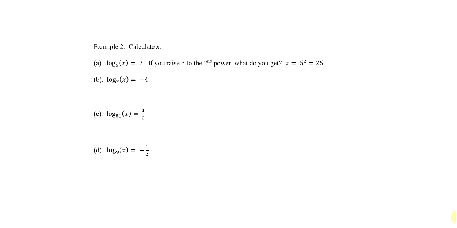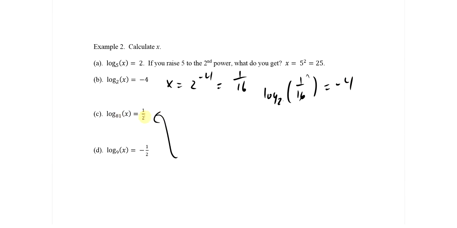This is asking now what's inside the logarithm. So the relationship between these three numbers, the base, this number on the right side, and the x, is this. So this is asking, if you raise 5 to the second power, what do you get? So that's 25. If you raise 2 to the minus 4 power, which is 1 over 16, we can rewrite this. Log base 2 of 1 over 16 equals minus 4, because this number here is 2 raised to the minus 4th power.